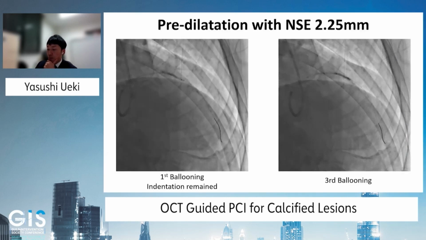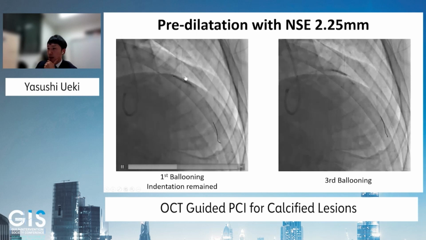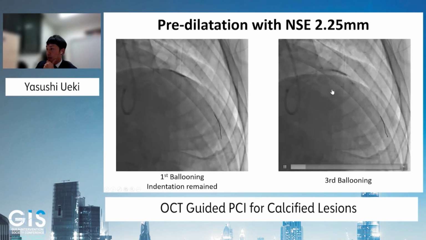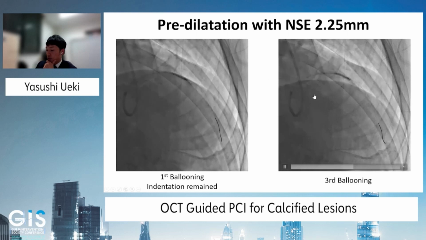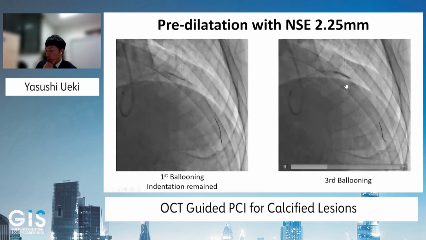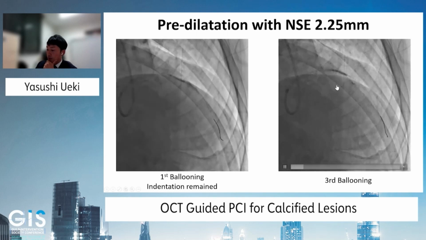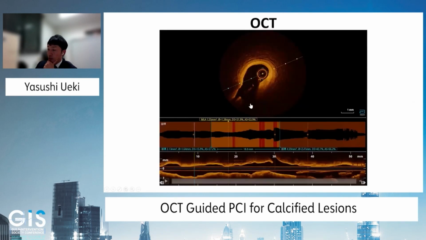So we predilated with an NC balloon of 2.25 millimeters. At first attempt, we can see some remaining indentation. But after several balloonings, the balloon was expanded without relevant indentation. So this pullback is after predilatation with the NC balloon.